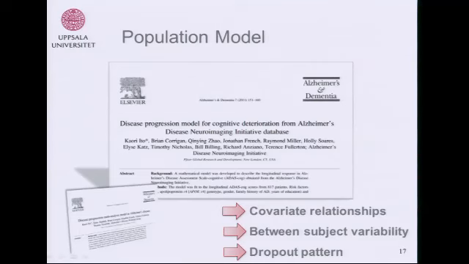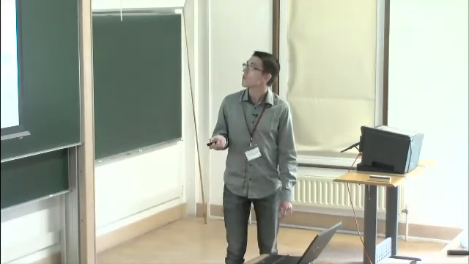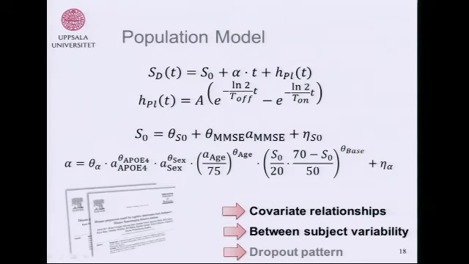The second information source that we used was a population model, also published in Alzheimer's and Dementia. The components that we took from here were the covariate relationships, the between subject variability, and the dropout pattern. The covariate relationships found in this publication were affecting the baseline and the natural history. For the baseline, a higher or a worse mental state at screening also corresponds to a higher baseline value at the ADAS-Cog scale, which makes sense.